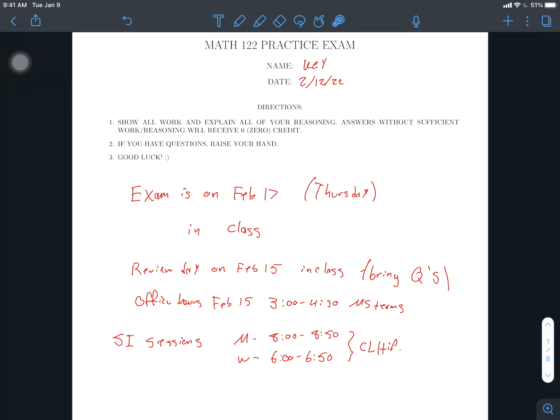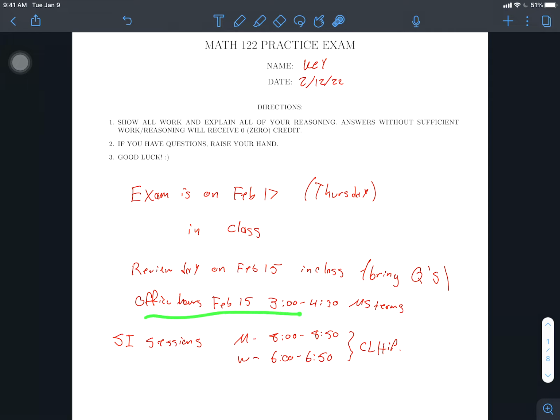So I'll just remind you about when the exam is. The exam's going to be on February 17th, so that's this coming Thursday in class, and we're going to have a review day on February 15th, so the Tuesday, which is coming. It would be really helpful for the discussion if you came with questions. So take a look at the problems in the back of the book, your homework, the extra problems from the notes and from this practice exam, and find out which ones you're confused about and come to class and ask about them.